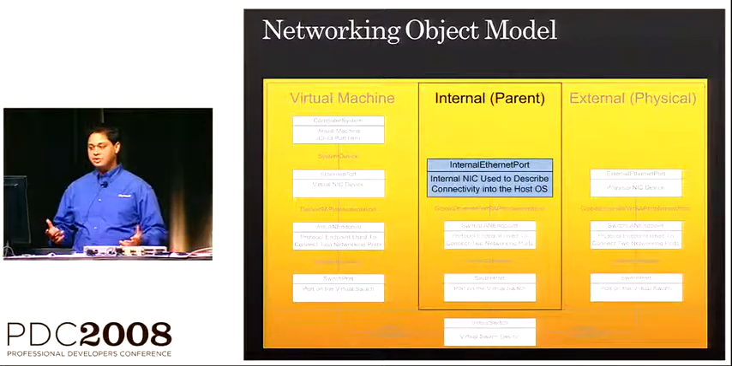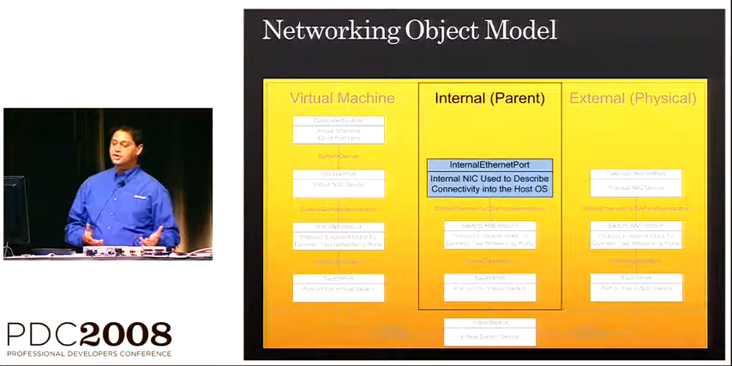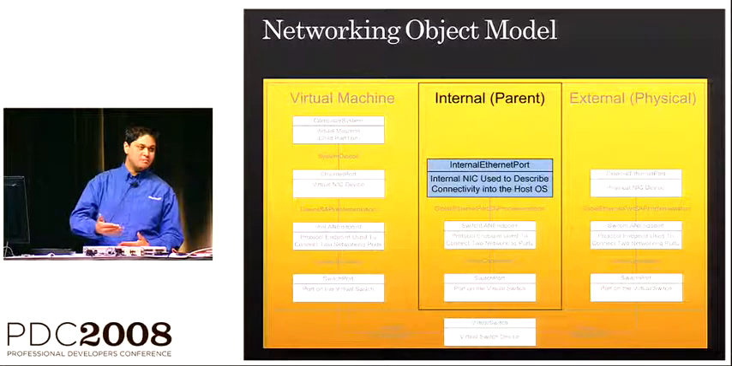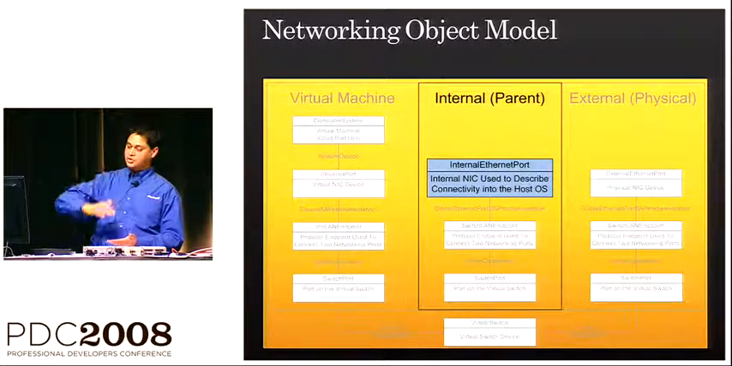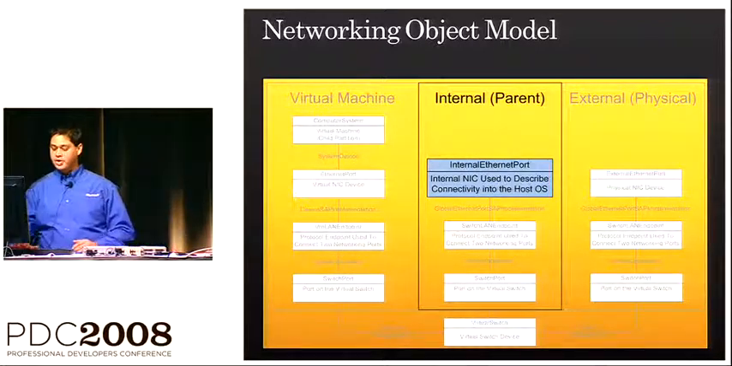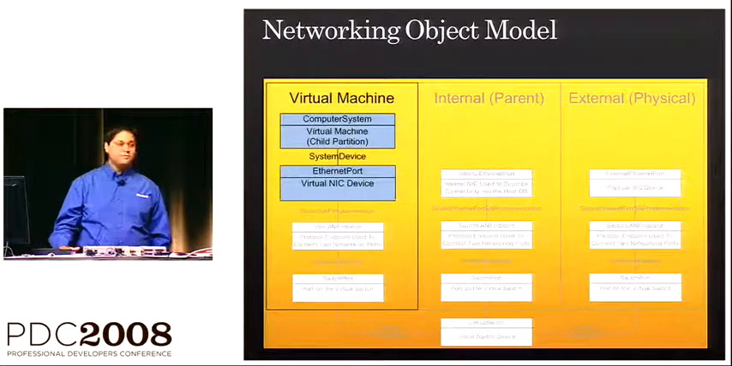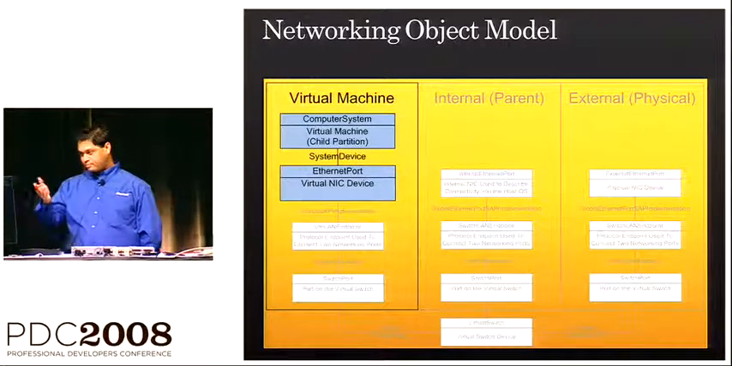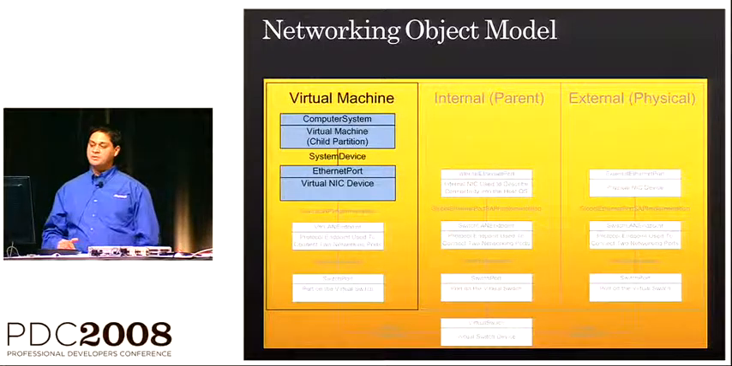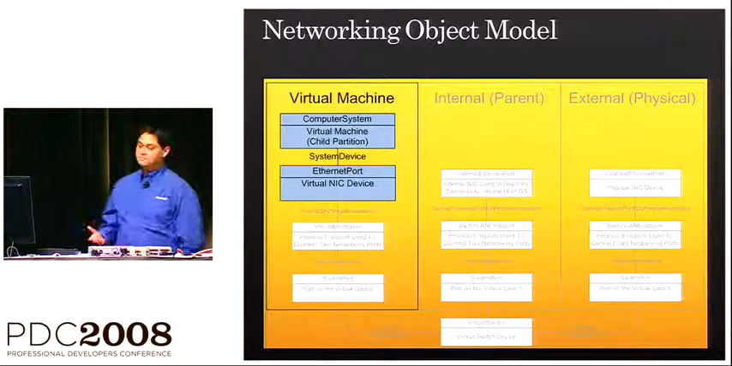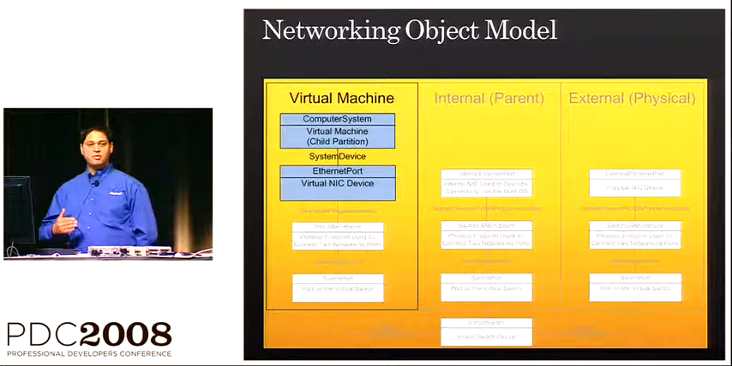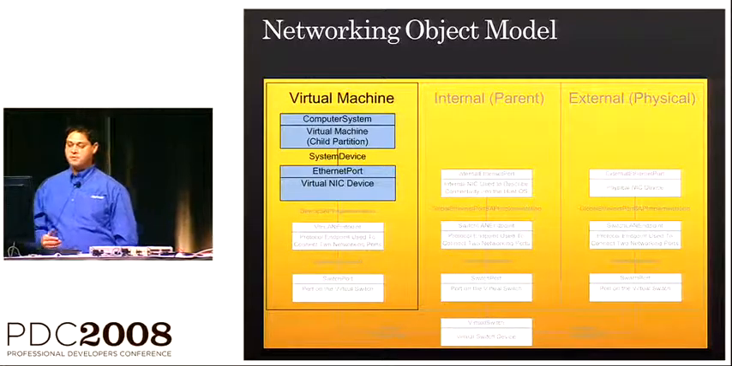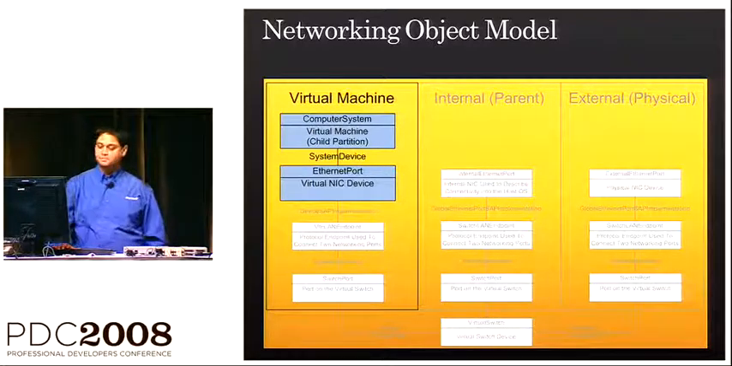In the case of the internal connection, you've got an internal Ethernet port. These actually have to be created separately and then connected up to the virtual switch through that switch port again. And finally, you've got the virtual machine, and you may have multiples of these per switch. On the top left, you've got the computer system that represents the VM itself. And just below that, an Ethernet port object, which represents the virtual NIC inside of that VM that's connecting to the virtual switch.